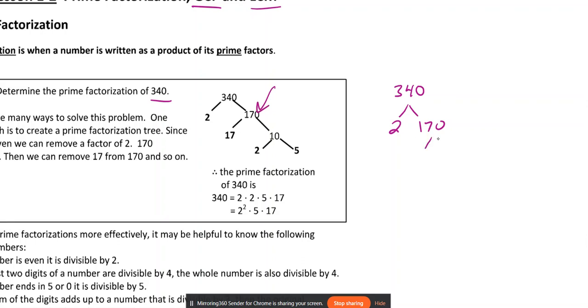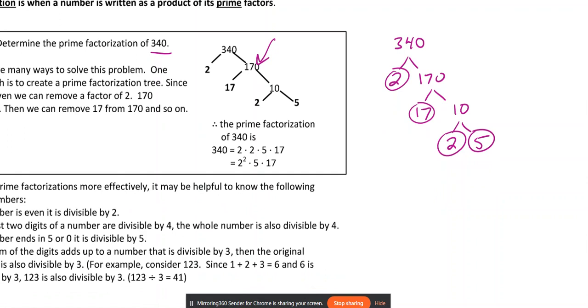We could also break this into 17 times 10. It would have worked to divide by 2; we would have got the same numbers in the end. And then this 10, I can divide into 2 and 5. And that's it. The ends of our tree here, those are our prime numbers. You see how all the ones at the end are just as low as we can go? You can't divide them anymore. Those are our prime numbers.